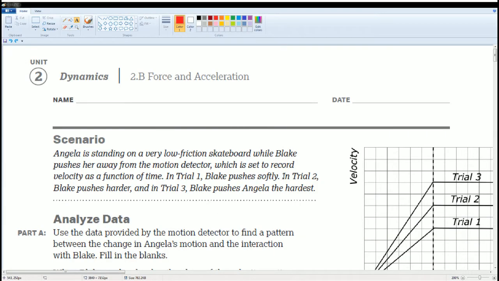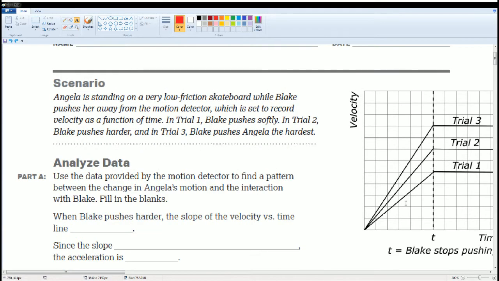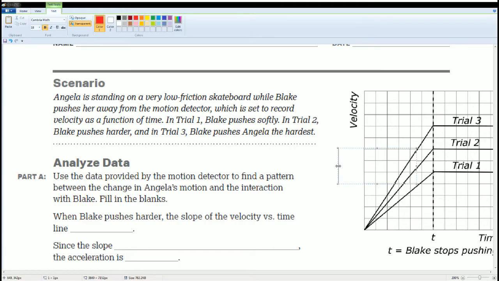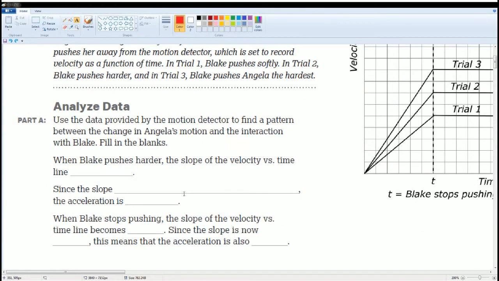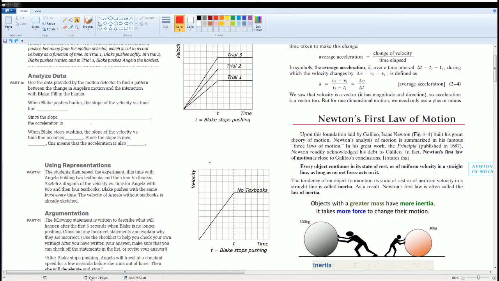Angelica is standing on a very low friction skateboard while Blake pushes her from the motion detector, which is set to record velocity as a function of time. In trial 1, Blake pushes very softly. In trial 2, Blake pushes harder. In trial 3, Blake pushes Angelica the hardest. Before we look at part A, I would like to supply you with some notes.